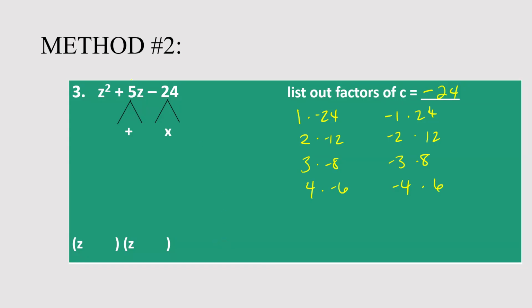Okay. And my goal is to become a 5. Out of all of my options, which two digits together will add to equal 5? Winner, winner. Negative 3 and positive 8. So negative 3 plus 8 is positive 5. And negative 3 times 8 is negative 24. So therefore, my binomial factors are z minus 3 and z plus 8. And bam, we did it. How you feel?